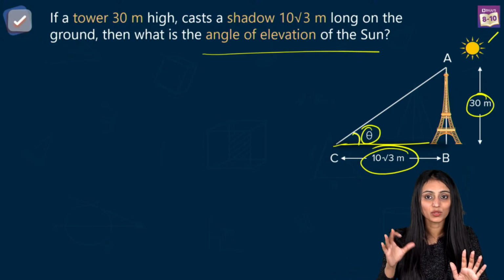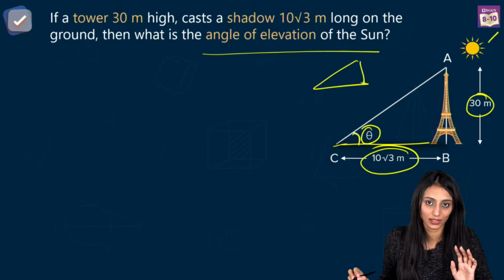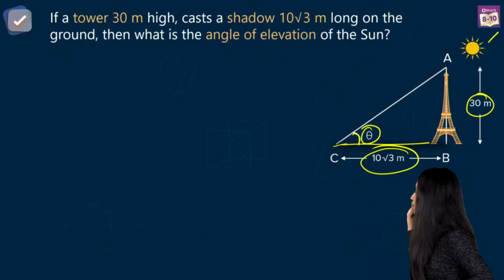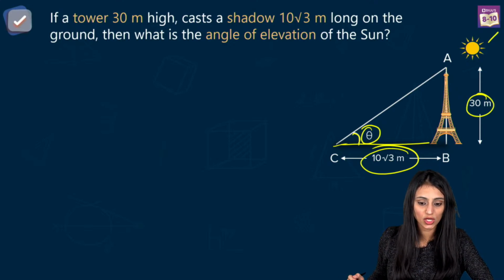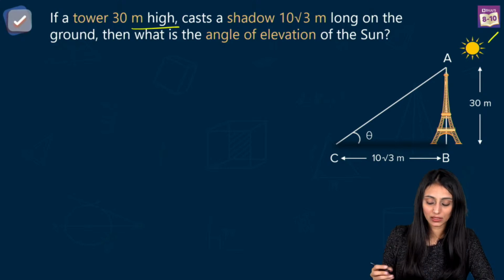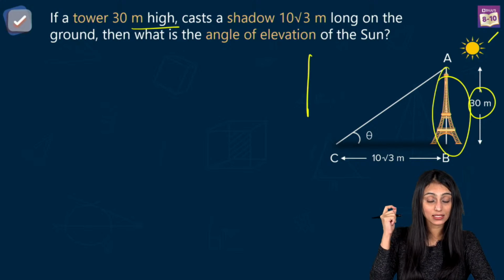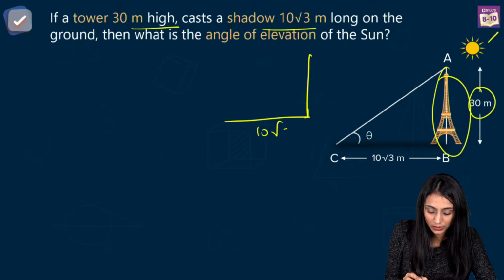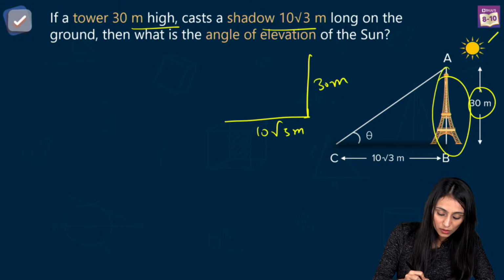So in the exam you would not be drawing the sun, you would not be drawing the Eiffel Tower, you will just be drawing a right angle triangle, okay? Now this is just for your understanding, we have shown you this way. Yes, Krishna Shashank. One more time. Tower is 30 meter high. This is the tower's height. We will consider it as a straight line. And it is casting a shadow of 10√3 on the ground. Here this is the shadow, this is the tower, right? What is the angle of elevation of the sun?